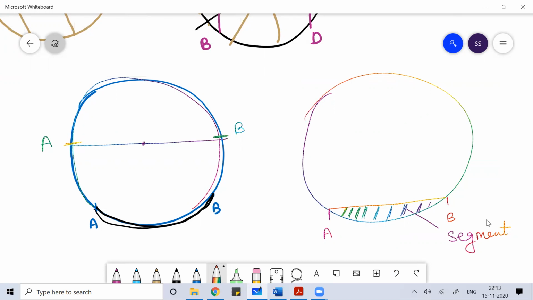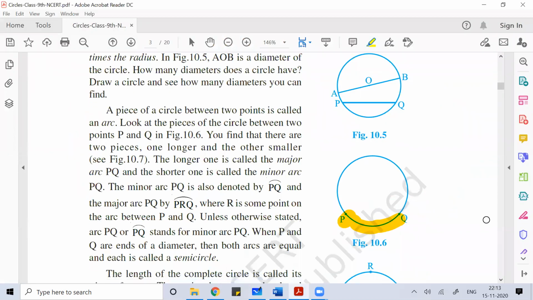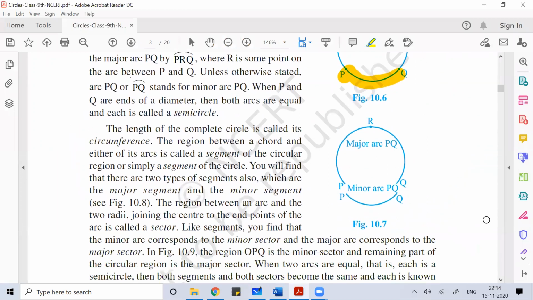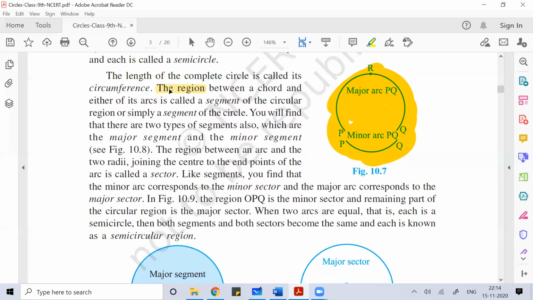Suppose you are talking about a case where the minor arc and major arc are both the same, then that is possible whenever you have a semicircle. In the case of a semicircle, your minor arc and major arc become the same. So that point you need to understand. Here you can see the diagram, the major arc and minor arc, and you understood the segment. So the region between the chord and either of its arcs is called the segment of the circular region, or simply the segment of the circle.